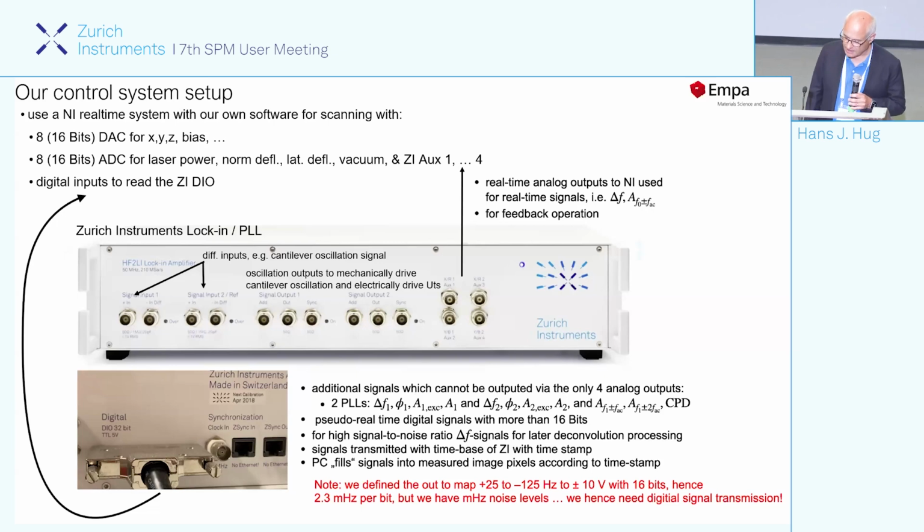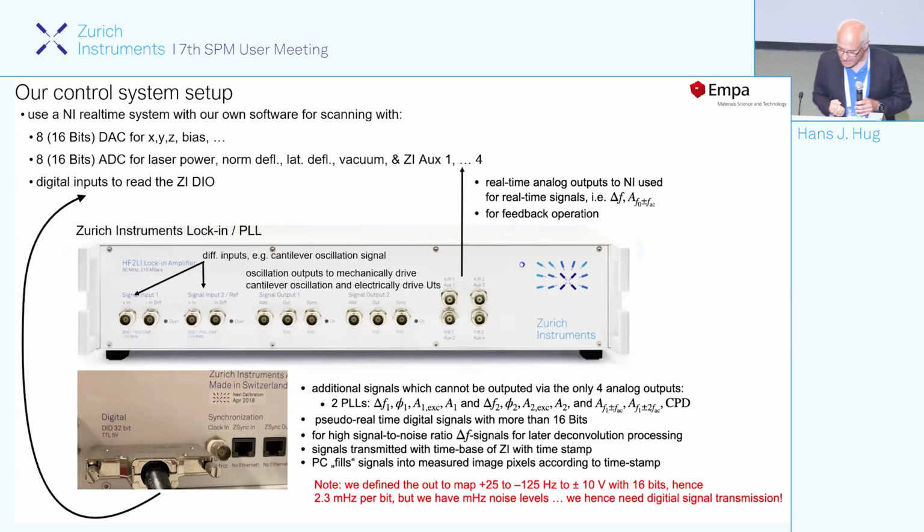But these are coming at the time base of the Zurich Instruments lock-in, and that's not our scanning time base. So we send these signals and we record them with a timestamp, and our PC later fills it into the image. So if you're a user, you see the points coming point by point, but it's not actually a real-time signal. We call it a pseudo-real-time signal.